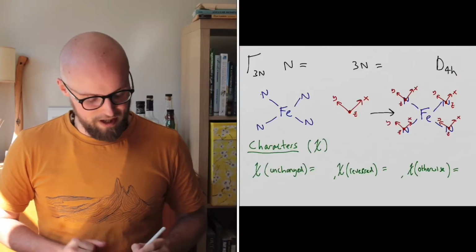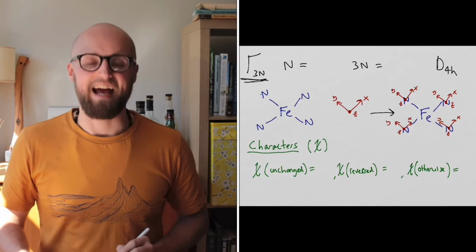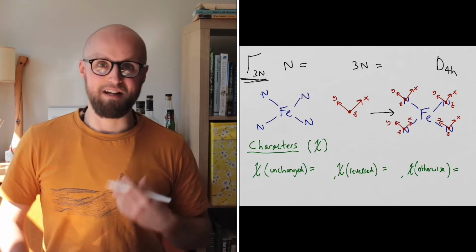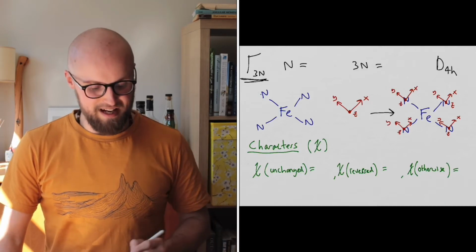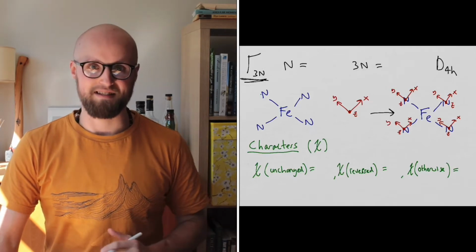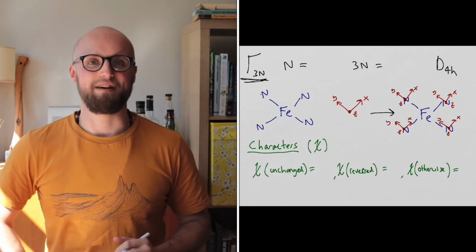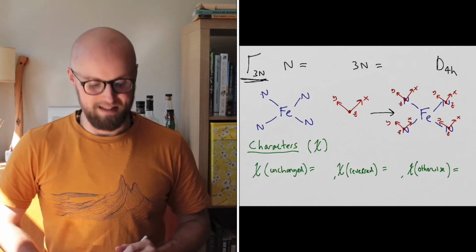If you can see on my whiteboard here, what we're trying to find is this thing, gamma 3N. That's the goal of this video, to find what this is. Now, what does that mean? Well, capital gamma is a symbol for representation, so that's the representation of the 3N basis. A vibration in a molecule is just when atoms in the molecule move around. That's what vibrations are, fundamentally.